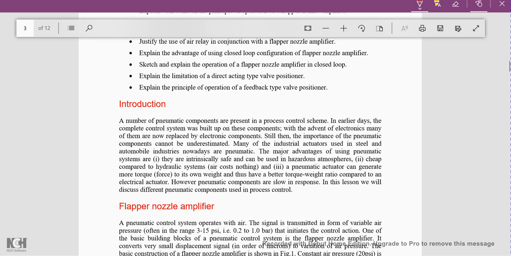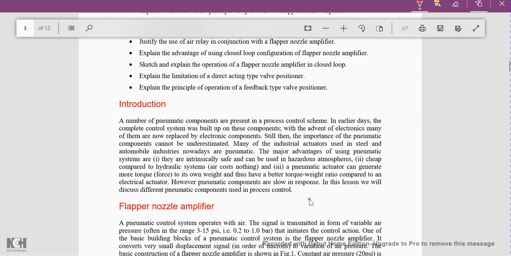The major advantages of using pneumatic systems are: 1. They are intrinsically safe and can be used in hazardous atmospheres. 2. Cheap compared to hydraulic systems. Air costs nothing because it uses air, and a hydraulic system uses fluid. 3. A pneumatic actuator can generate more torque or force relative to its own weight and thus has a better torque to weight ratio compared to an electrical actuator. However, pneumatic components are slow in response.